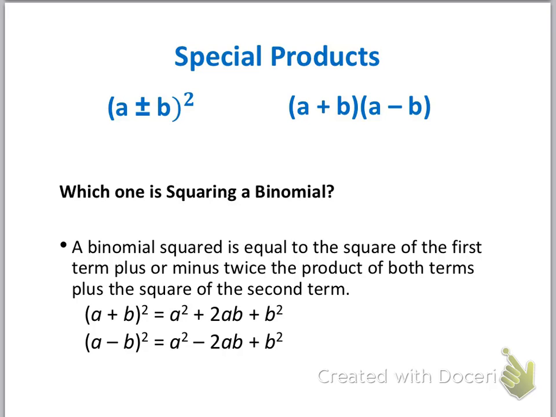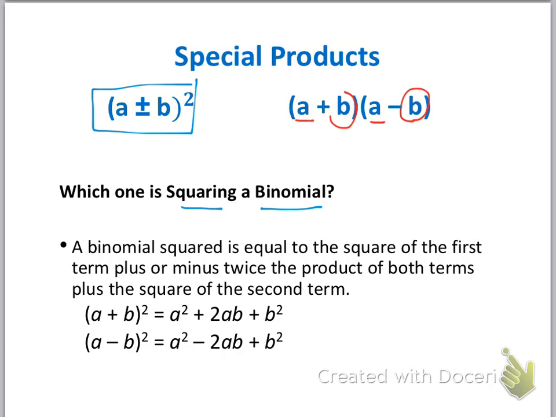So what I'm talking about here are two types of situations. One is where you have a plus or minus b all squared, and the other is when you have a plus b times a minus b. Those a's are the same numbers, and those b's are the same numbers. That's really important. So the pattern for squaring a binomial, that's this first one here.